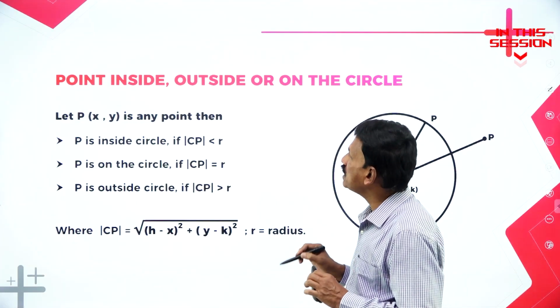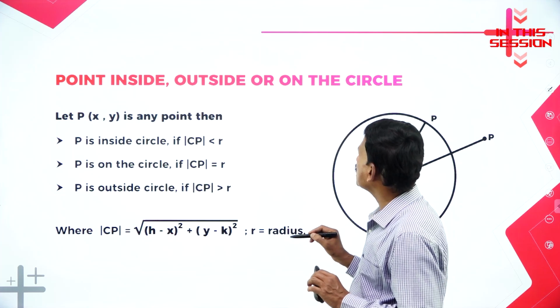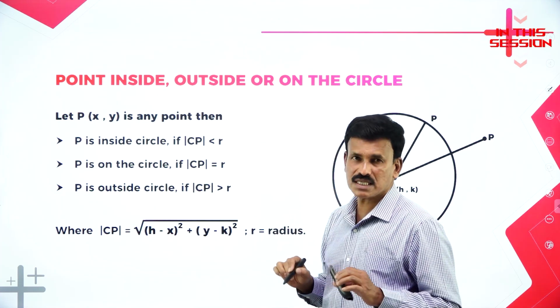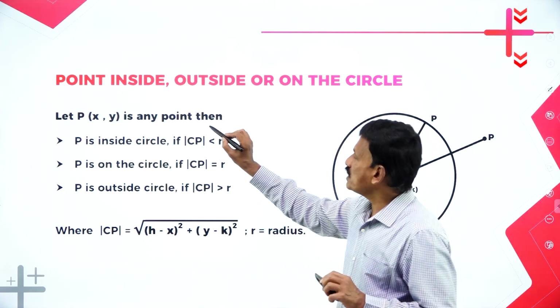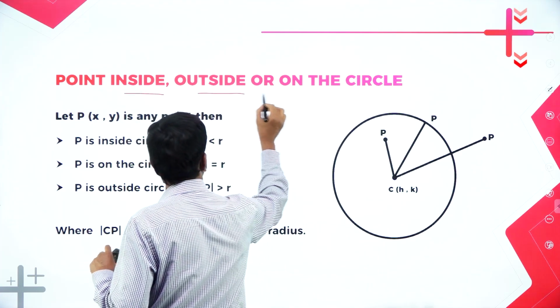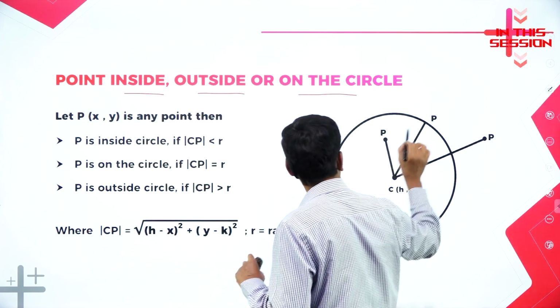Suppose a point P lies inside the circle, outside the circle or on the circle, what is the condition? So the point which lies inside, outside, on the circle. Suppose let us consider a point P.